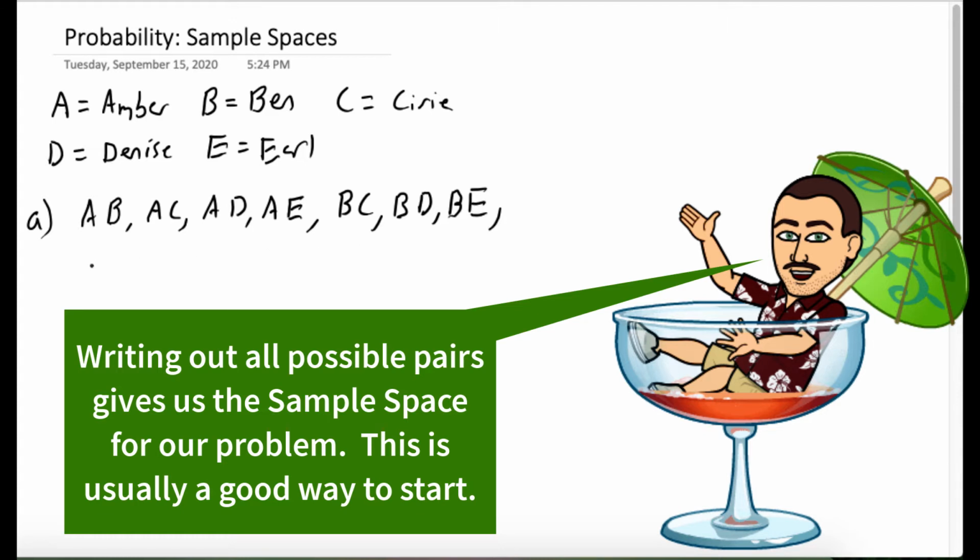Now let's go to Sari. Sari could be with Denise, or Sari could be with Earl. We already have our other 2 pairs. And then Denise. What's left is Denise and Earl. So those are all of the possible combinations.